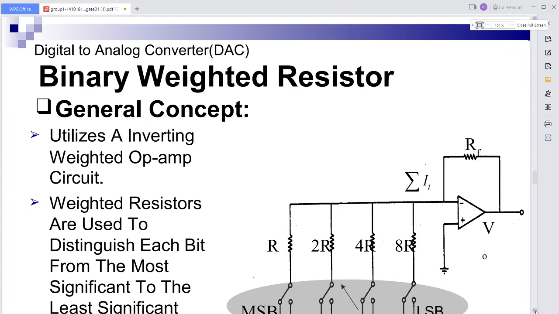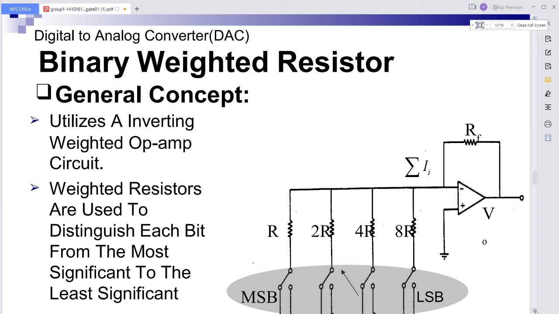Now I am going to talk about the binary weighted resistors. The binary weighted resistor is one of the simplest digital to analog converters, which uses a summing amplifier. We have studied the operational amplifier in analog electronics, and this is the operational amplifier. We are using the operational amplifier as a summing amplifier.